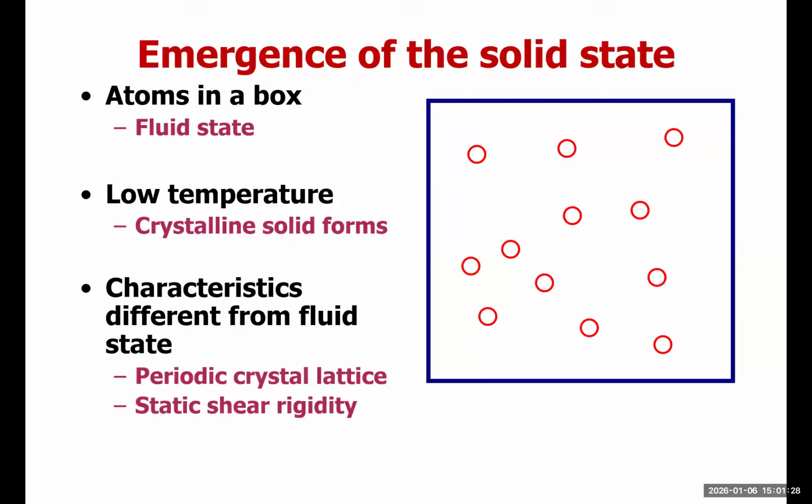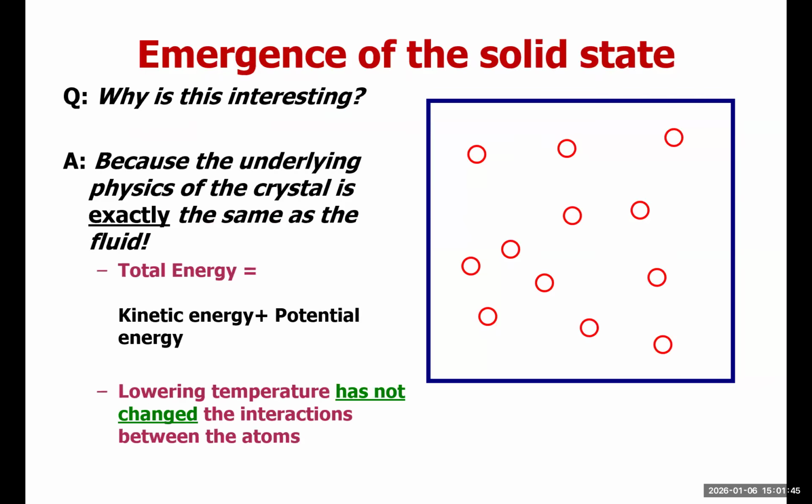If I try to shear a fluid by, say, putting my finger up and doing this, I'm trying to shear the air, it doesn't work, can't do it. If I try to shear a material, it pushes back, it has a shear rigidity. So there's something different about the solid state than there is about the fluid state. So why is this interesting?